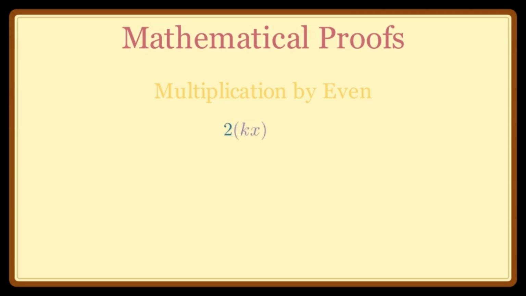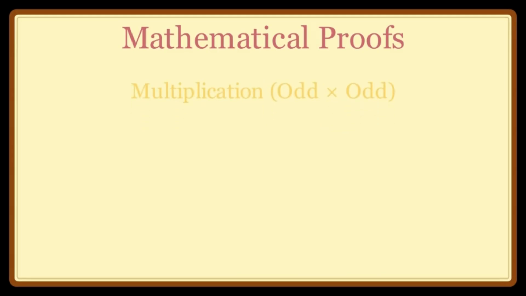Because all this is just multiplication, we can group the k and the x together, so we have 2 times the group k times x. Since there is a 2 sitting right at the front, the entire result is a multiple of 2. It does not matter if x was even or odd, that single even number infects the whole product and forces it to be even.